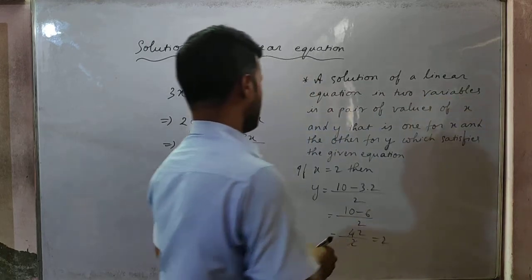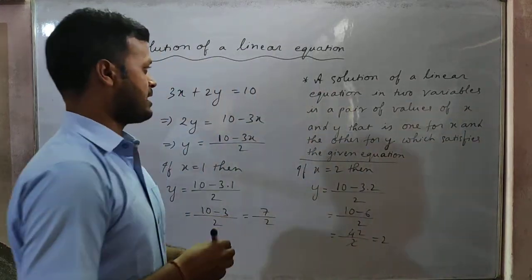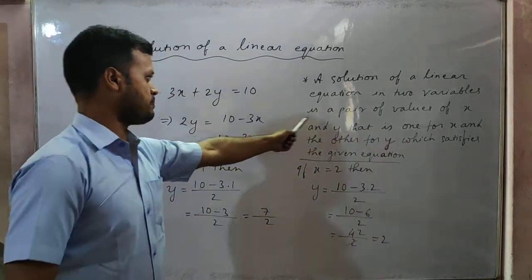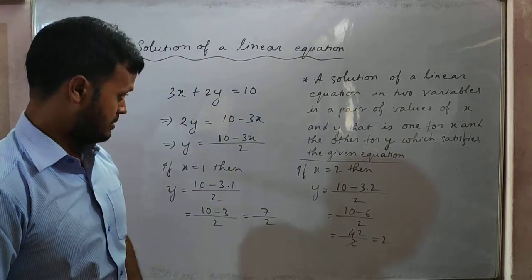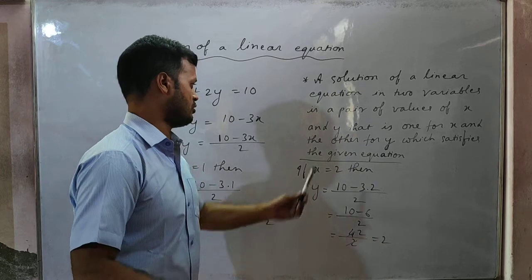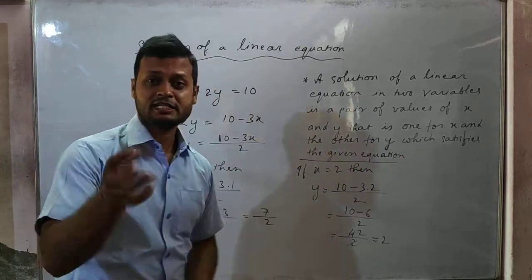Friends, okay, just see this what I wrote. A solution of a linear equation in two variables is a pair of values of x and y. That means one value of x and one value of y, that is one for x and the other for y, which satisfies the given equation.